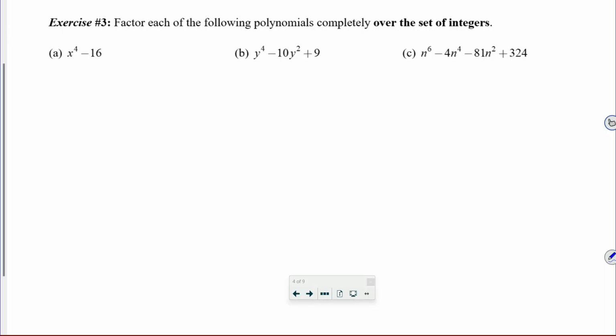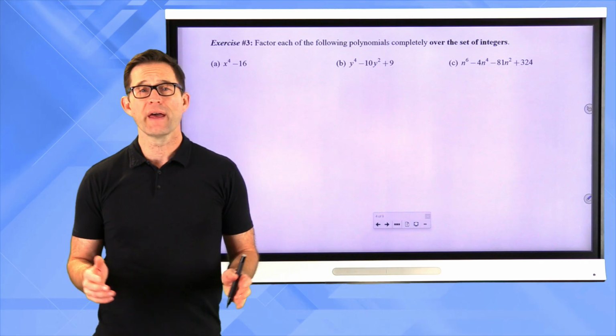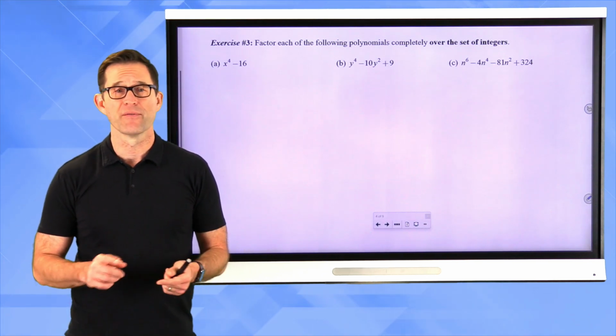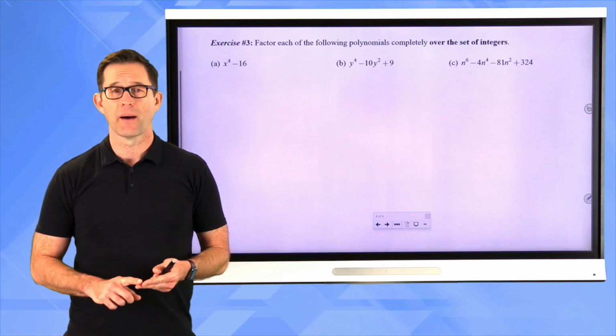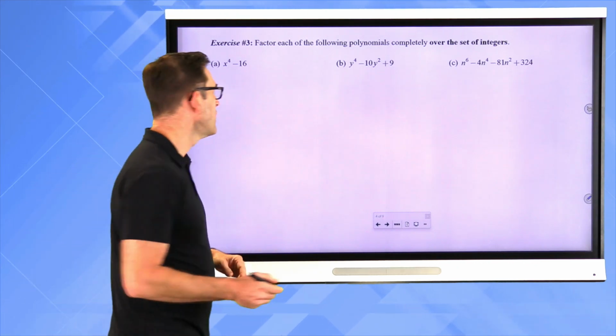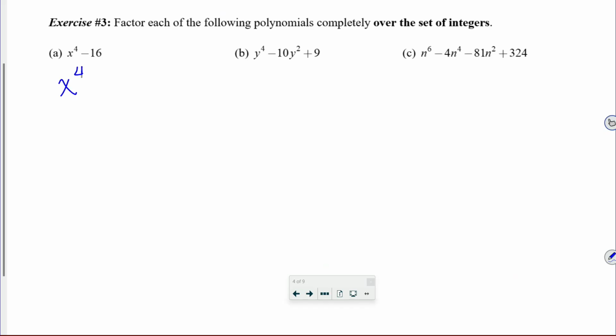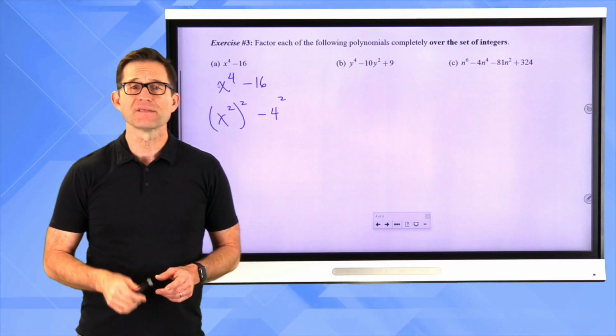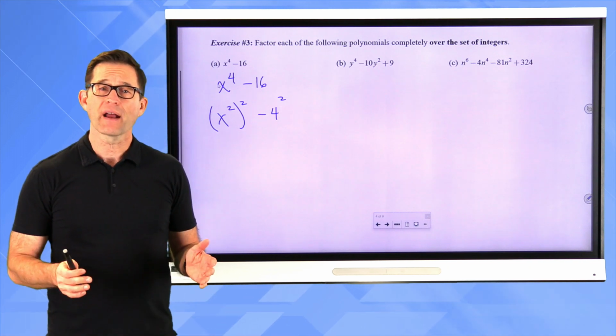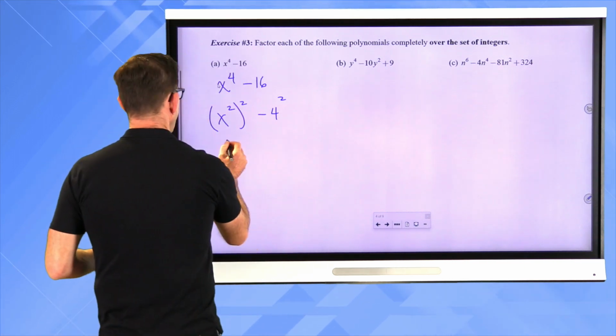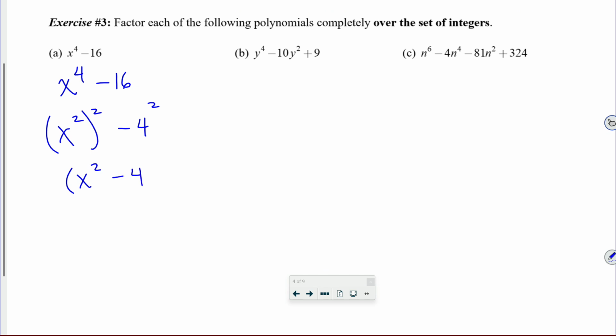Here we have x to the 4th minus 16. Now clearly, x to the 4th minus 16 is not an example of a trinomial. There is no greatest common factor. But we can think of x to the 4th, and let me write this a bit bigger, minus 16 as x squared squared minus 4 squared. So we can really think about this as the difference of perfect squares. And in fact, x to the 4th minus 16 will factor into x squared minus 4 times x squared plus 4.